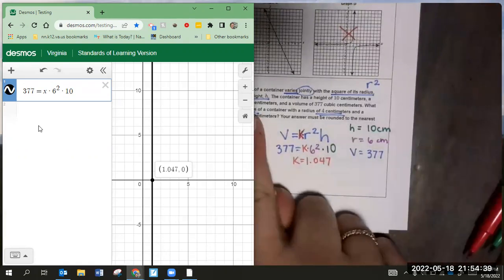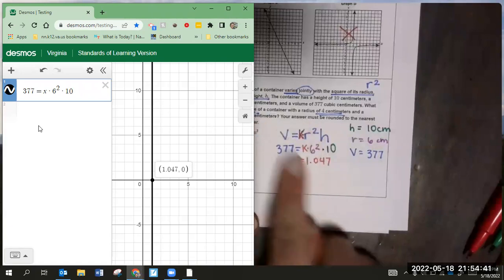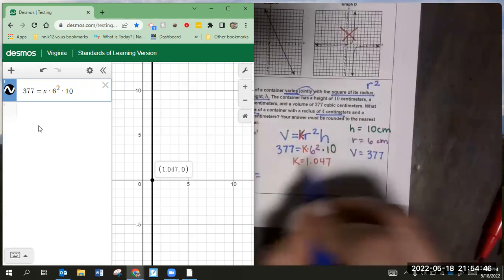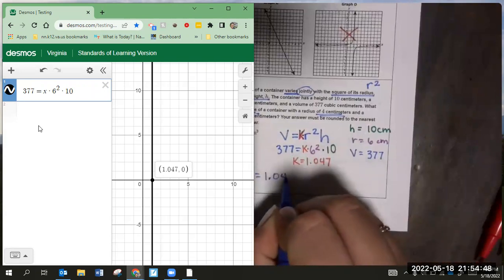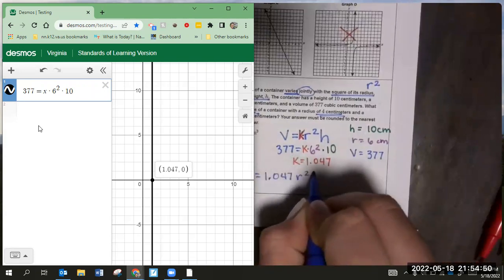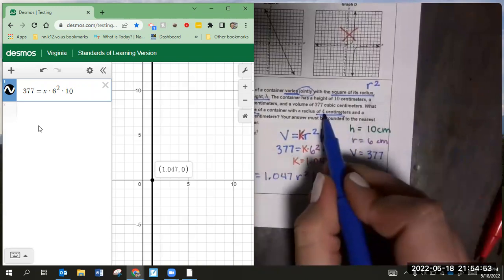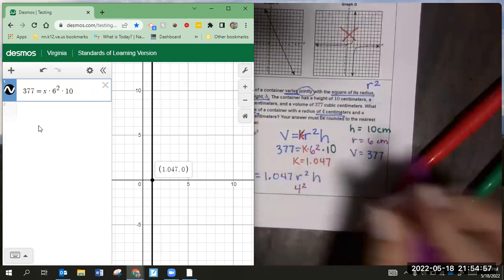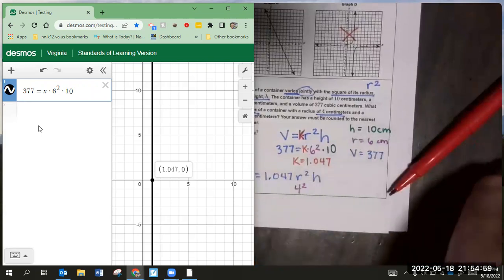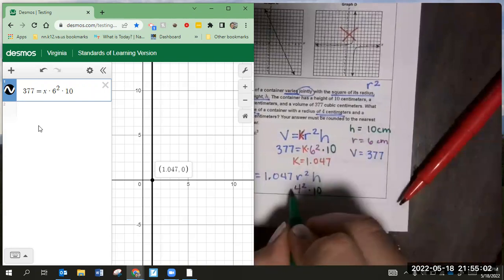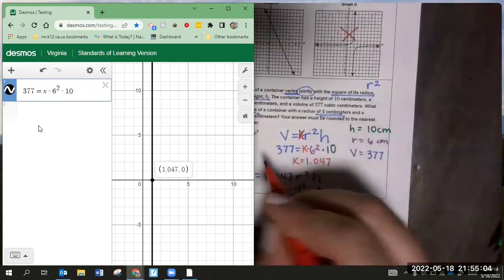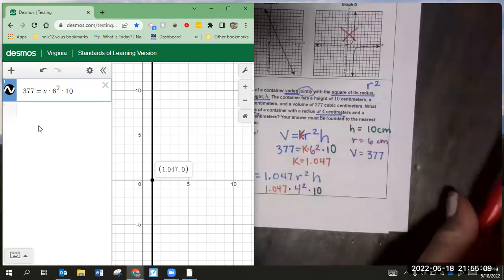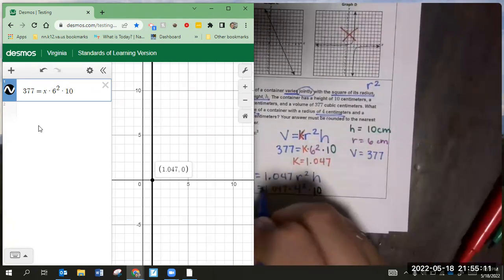Now, it wants to know a new volume. So I have to use the same formula, but this time I know my constant. This time I know my constant is 1.047 times radius squared times height. It tells me my new radius is 4. It tells me my new height is 4. And they want me to round to the nearest whole number what this new volume is going to be.